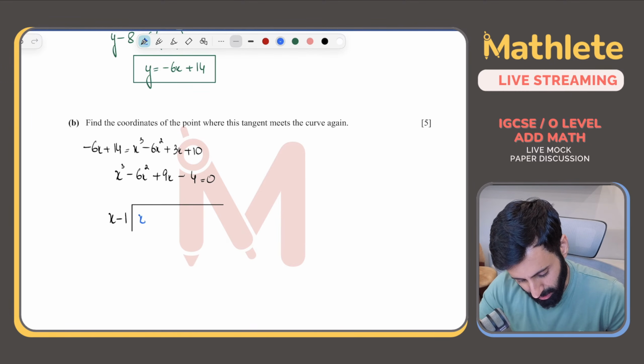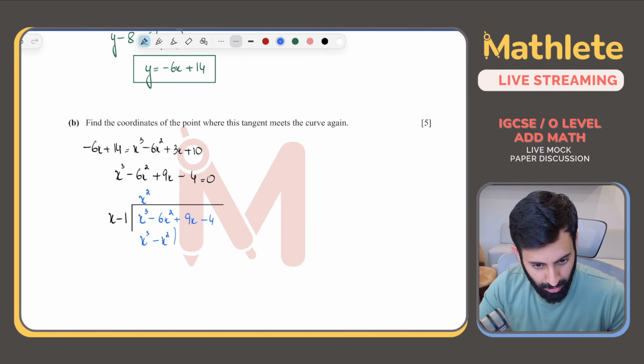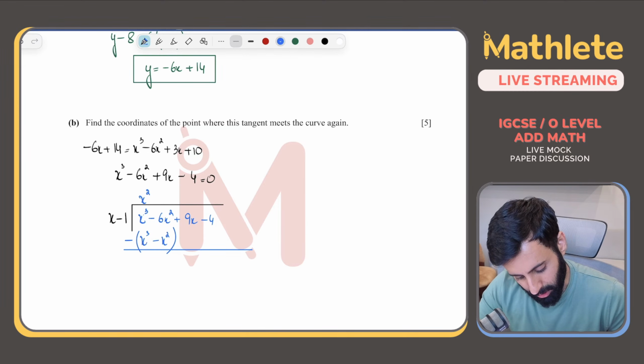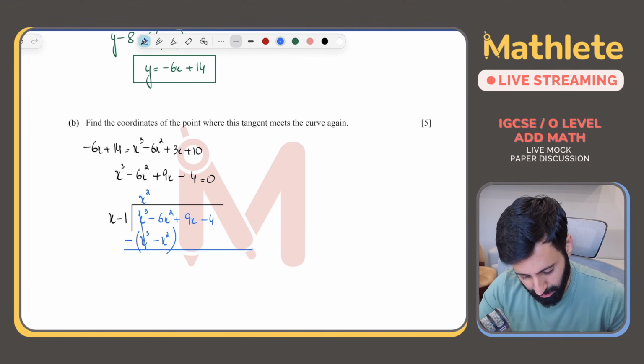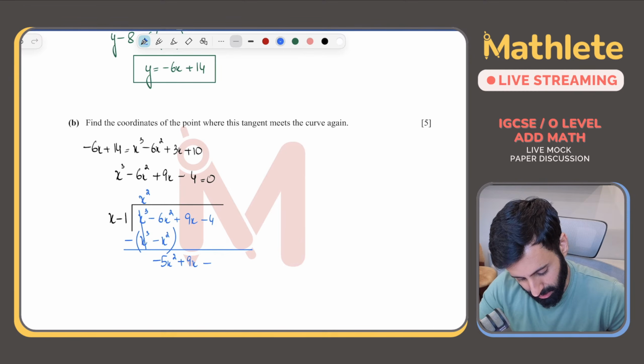So we're dividing x cubed minus 6x squared plus 9x minus 4 by x minus 1. So we first multiply by x squared. So we have x cubed minus x squared. Now if we subtract, let's see what happens. x cubed and x cubed get eliminated. Minus 6x squared minus x squared becomes minus 5x squared. Plus 9x as it is, minus 4 as it is.